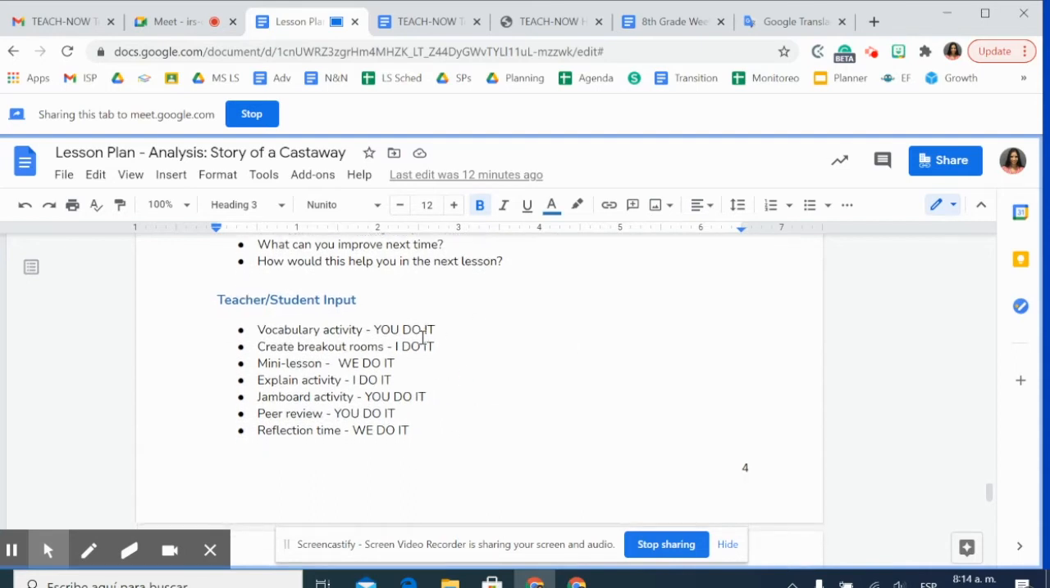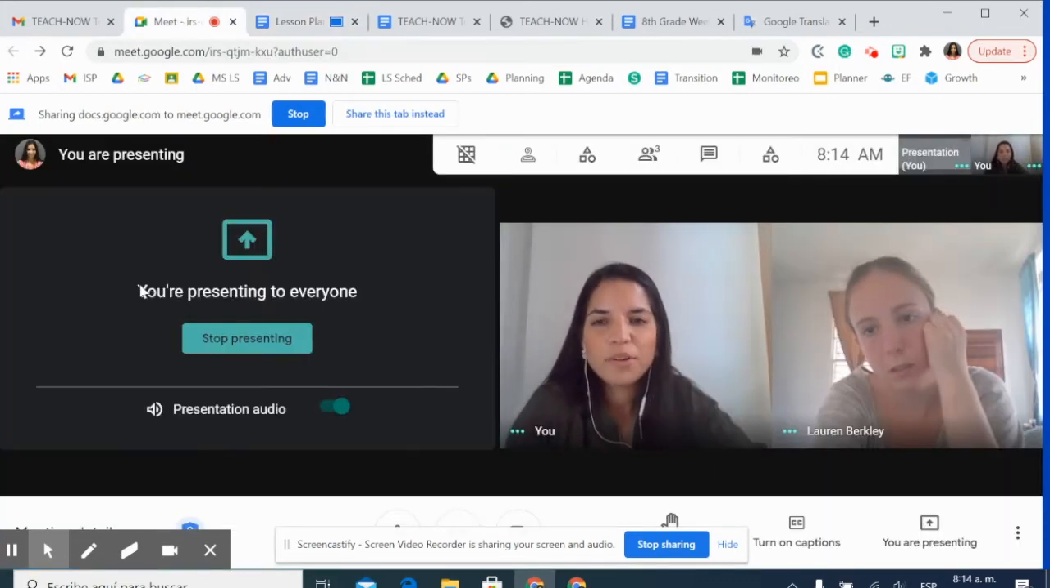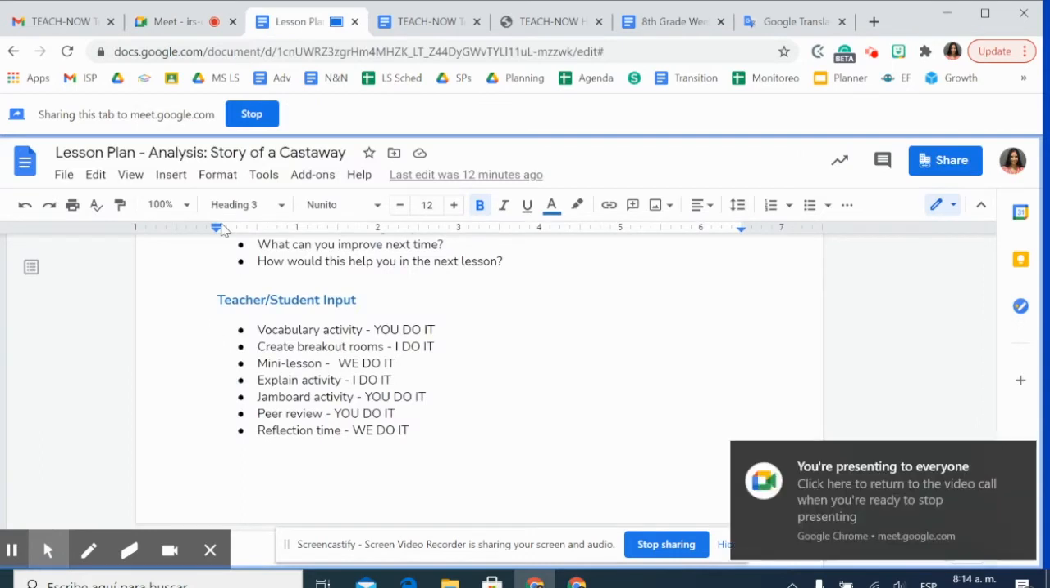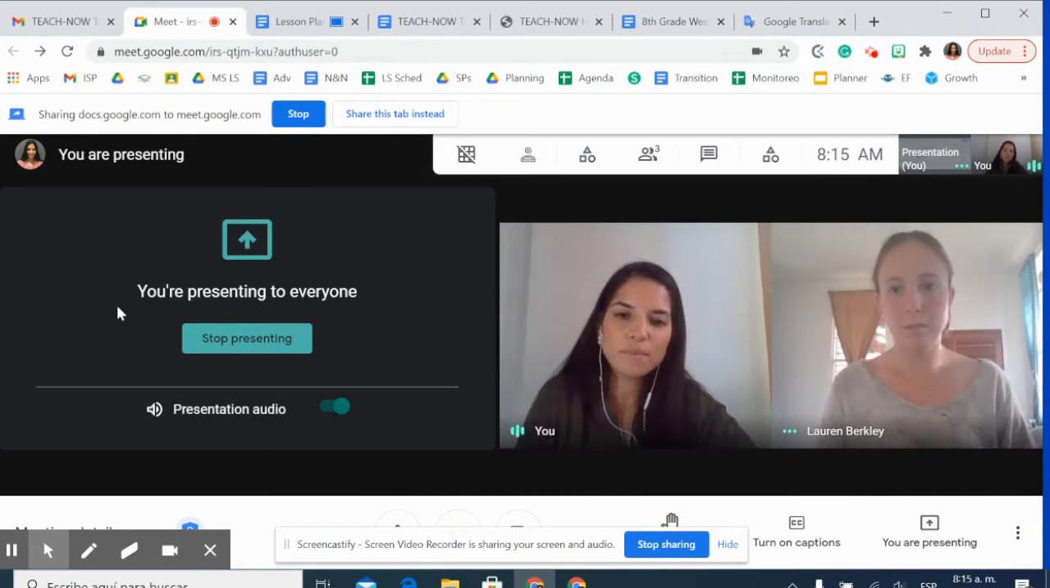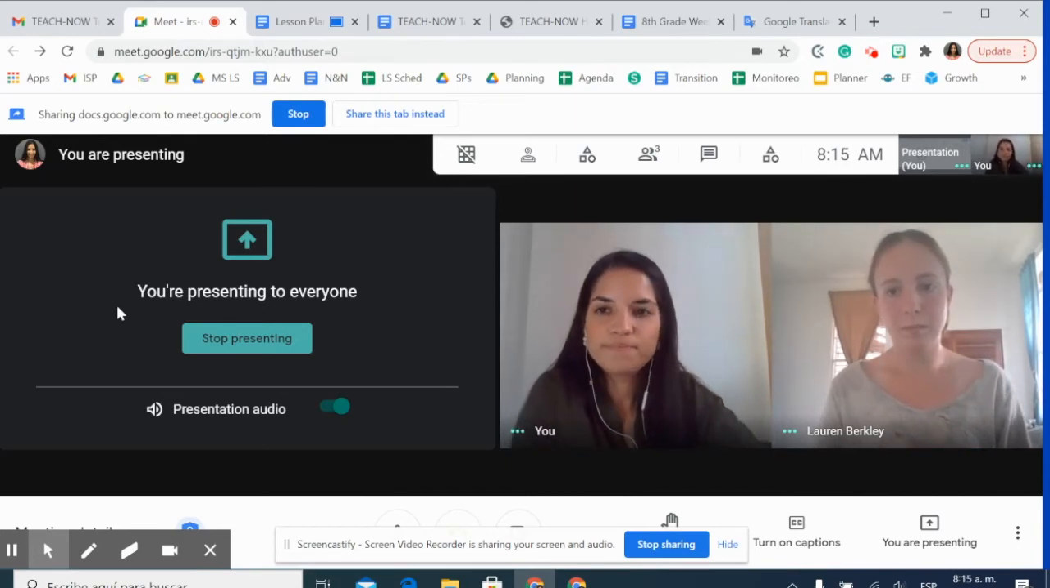And here you can see that most of the stuff is done by the students or by both of us, but the parts that say "I do" are few. It's just creating the breakout rooms or explaining what they have to do. But the rest of the activities, most of them are for the students to do.